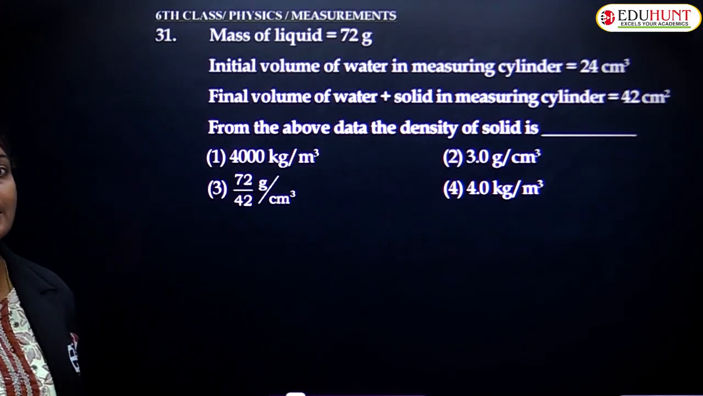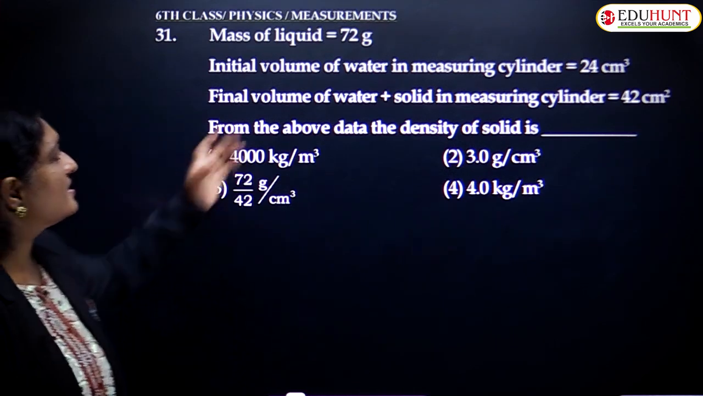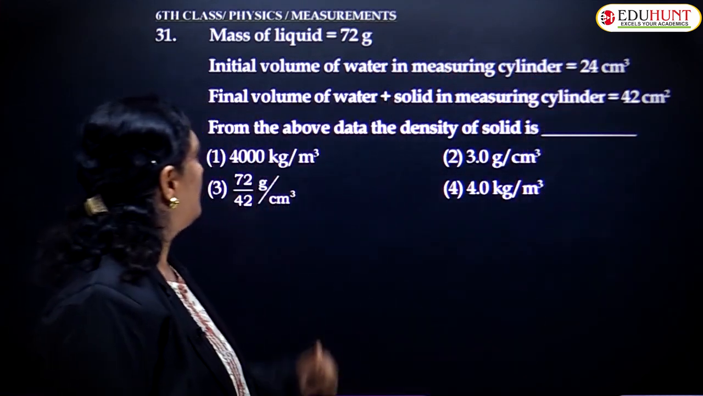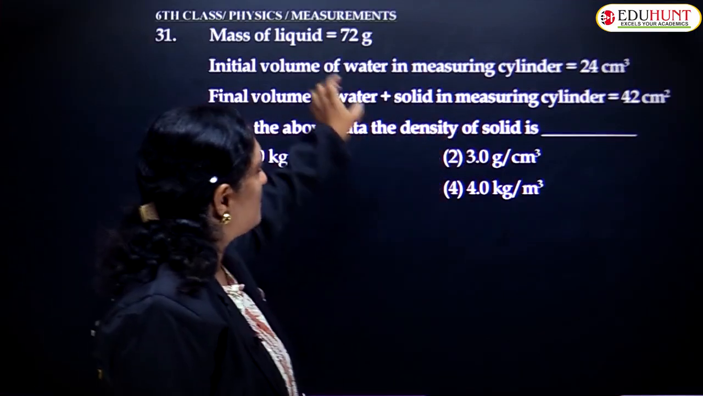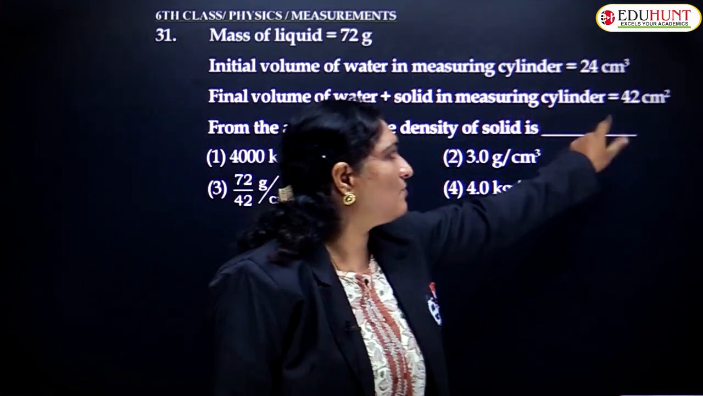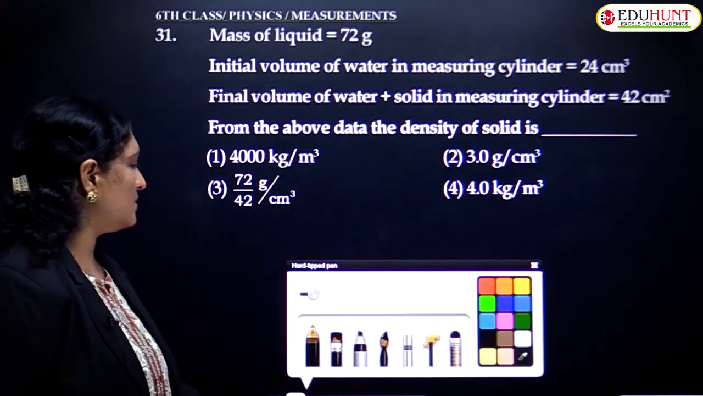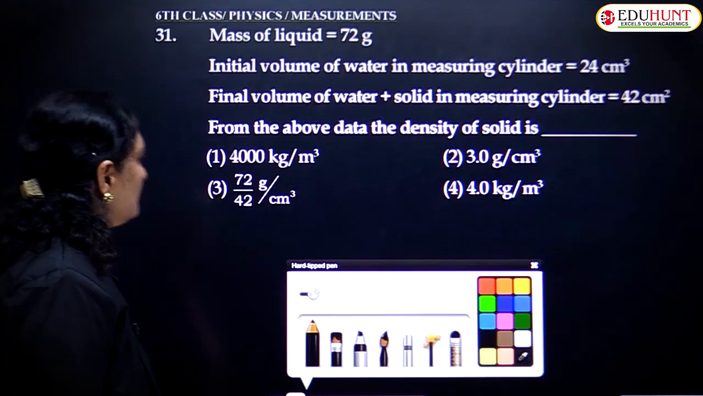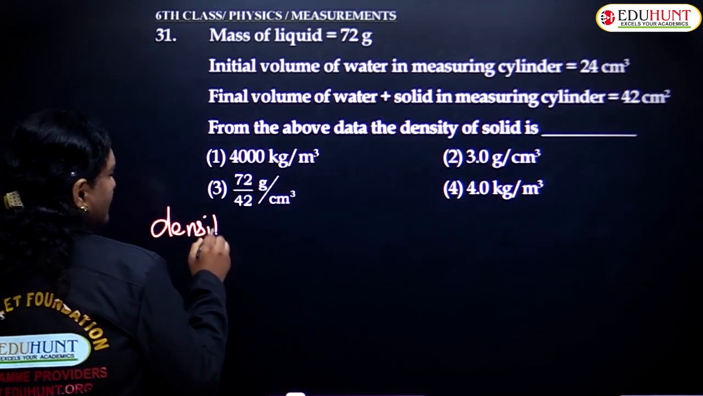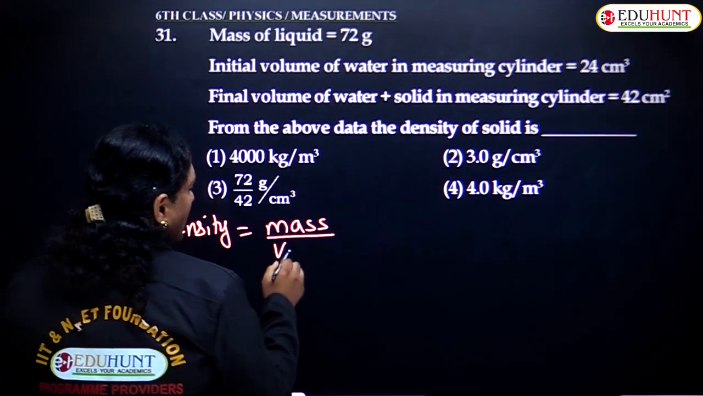Mass of liquid is 72 grams. Initial volume of water is 24 centimeter cube. Final volume, that means both together, solid along with water, is given as 42. Then from the above data, the density of the solid is, well, again the same old formula. What is that, children? Density equals mass by volume.